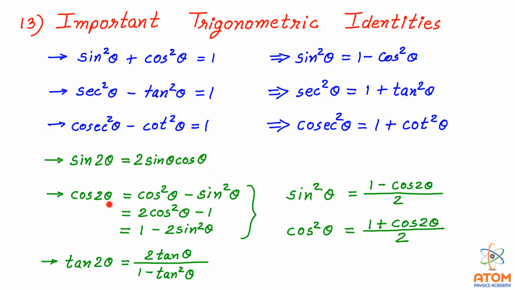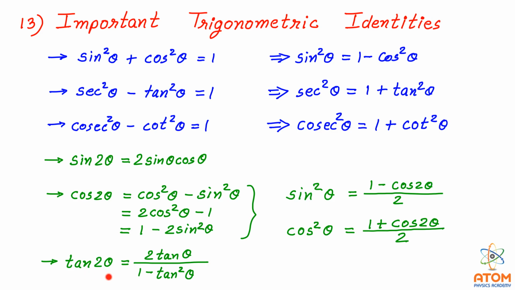Then cos 2 theta is equal to cos square theta minus sin square theta. Also you can write 2 cos square theta minus 1 and you can also write 1 minus 2 sin square theta. Now from this equation only you can find out sin square theta is equal to 1 minus cos 2 theta divided by 2 and cos square theta is equal to 1 plus cos 2 theta divided by 2. These are one of the equations which will be very much useful in 11-12 both.